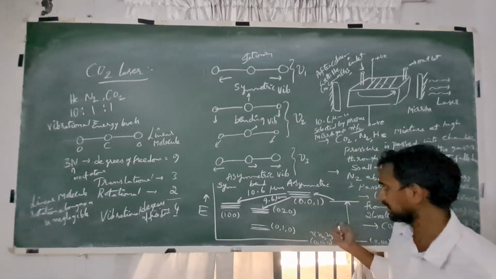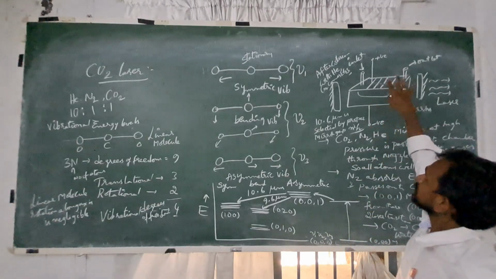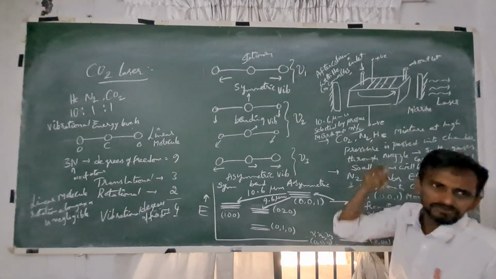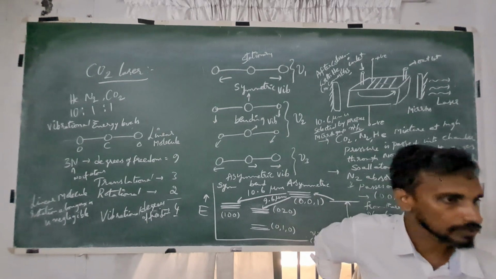So we are supplying energy to nitrogen. Why don't we supply energy directly to carbon dioxide?